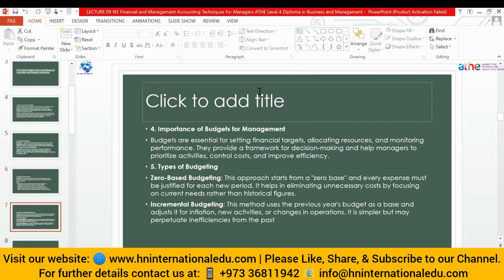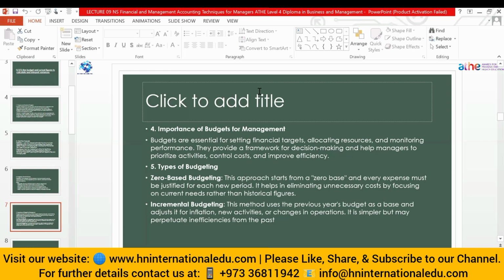Importance of budgets for the management, because the LO3 specifically is for the management accounting. That is why, let's read it. Budgets are essential for setting the financial targets, the goals, the mission, each and everything. We need to allocate a budget for it. Allocating resources. Resources are the raw materials. It could be first hand, it could be secondary, primary, secondary, and so on. And monitoring the performance. Performance of what? What actually the workers are doing to achieve those goals and ambitions.